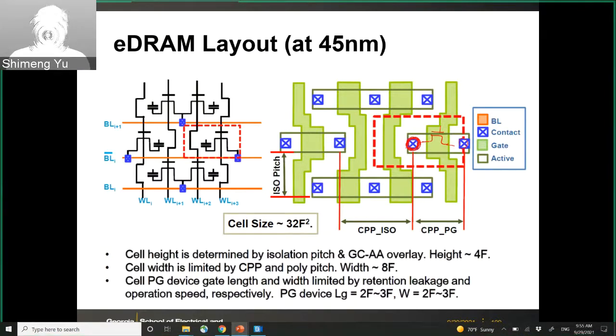It's a trench. So here the design rule is more like a logic design rule. Therefore, you have many spacings in between, and the cell size in this case is about 32F squared. So you cannot squeeze it too much, because it follows a logic design rule, because the whole process needs to be compatible with the logic fabrication.